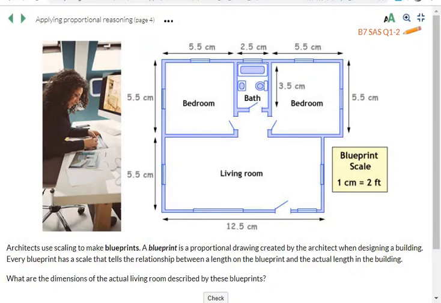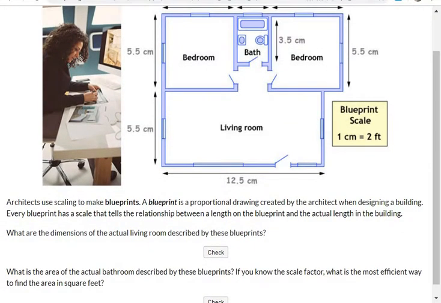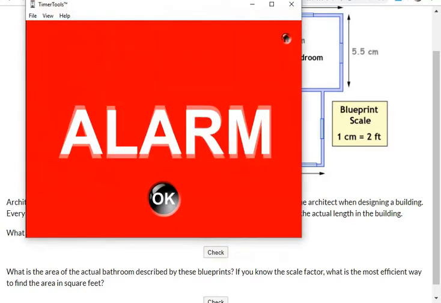Okay, so I'm going to give you like a 3-minute timer. And you're going to work with your group to do problem 1 and problem 2 in your textbook. All right, you're set to go.